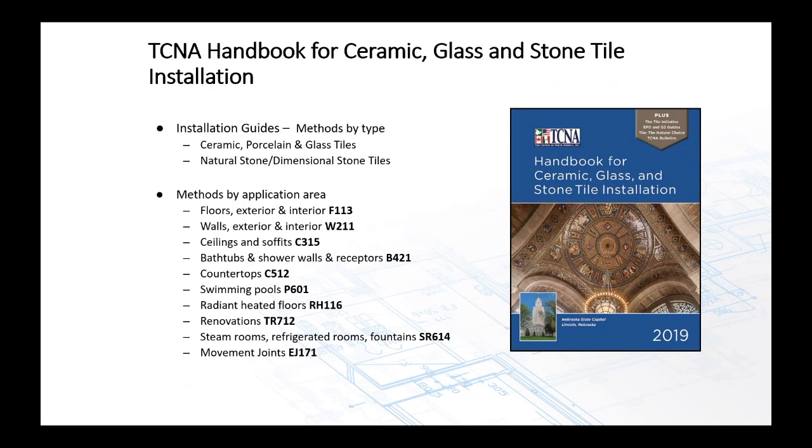So there's some installation guides, methods really by type. So we've got ceramic, porcelain, and glass tiles, and then we also have stone or dimensional stone tiles in the back. Again, methods by application area, floors, interior and exterior. Example is floors F113. Or walls, interior, exterior, W211. Just an example, that's all these are. Ceilings and soffits, C315. Bathtubs, showers, and receptors, B421.